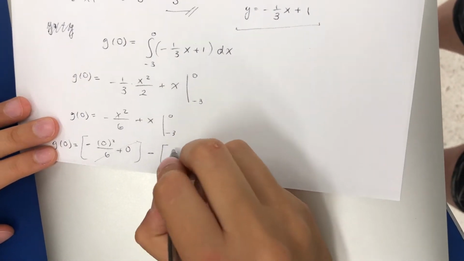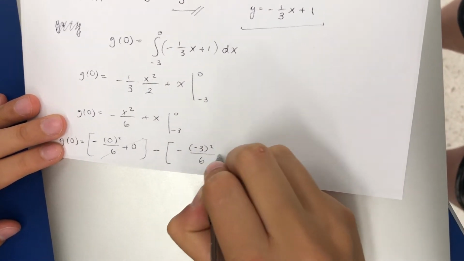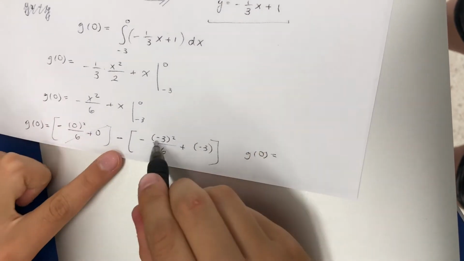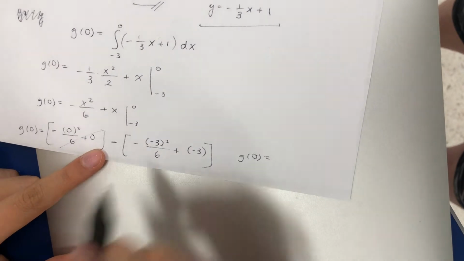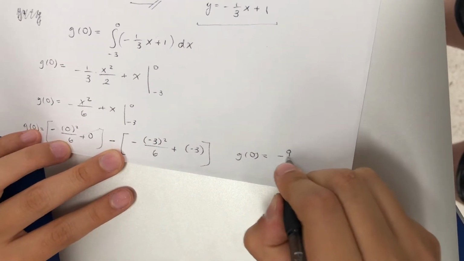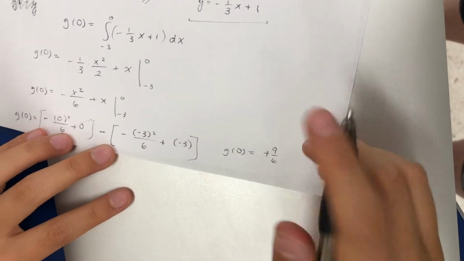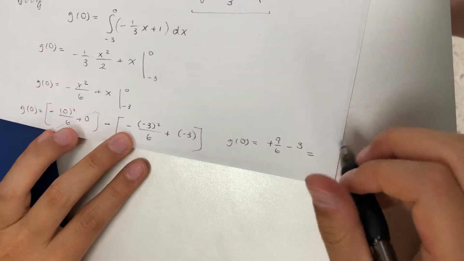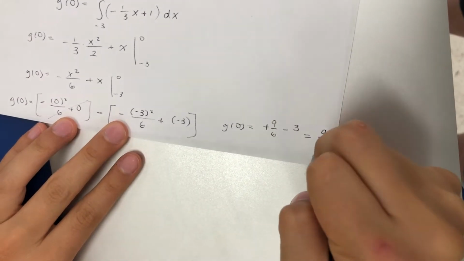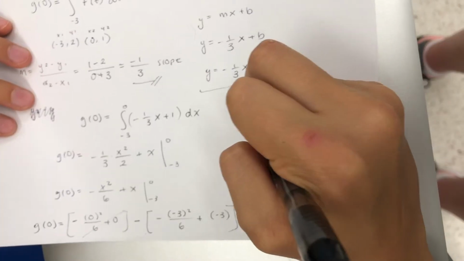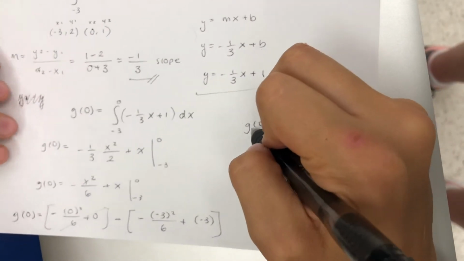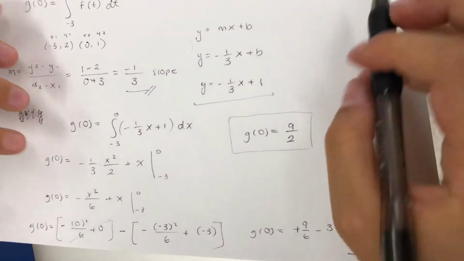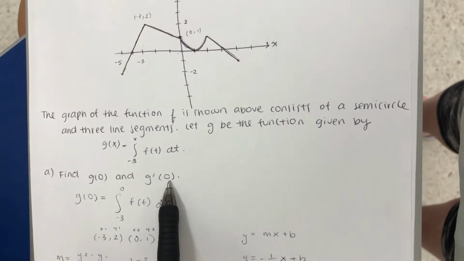And then this will be -3 squared over 6 plus -3. This equals, since this becomes positive 9 and a negative number, it will be -9/6, and with this negative, it will become a positive, and this will become -3. If we were to solve this, then we will find that this equals 9/2, and this would be our final answer. In order to write out our solution, we will say that g of 0 equals 9/2, and that will be our final result.